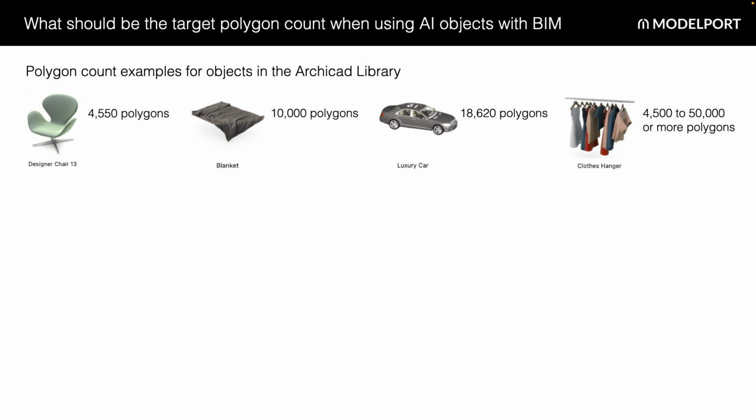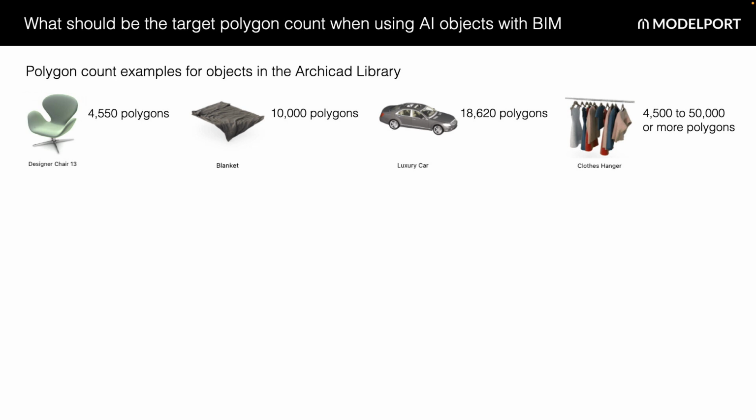Or maybe for an exterior rendering we want to have a car in there. Well, that's going to be 18,000 polygons. Or clothes hangers. Maybe we want to add that to a closet because we're going to have an exposed closet and we want to see those in there. Well, that can go anywhere from 4,500 up to 50,000 polygons, depending upon how many clothes we have. Just one shirt or a dress is going to show us 4,500. So these are the range of polygons in Archicad's library for interiors as well as exterior pieces that we might see.